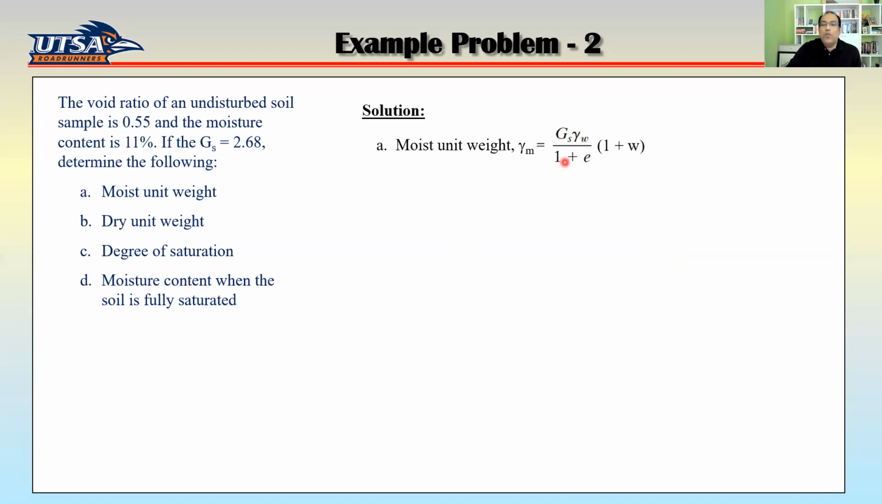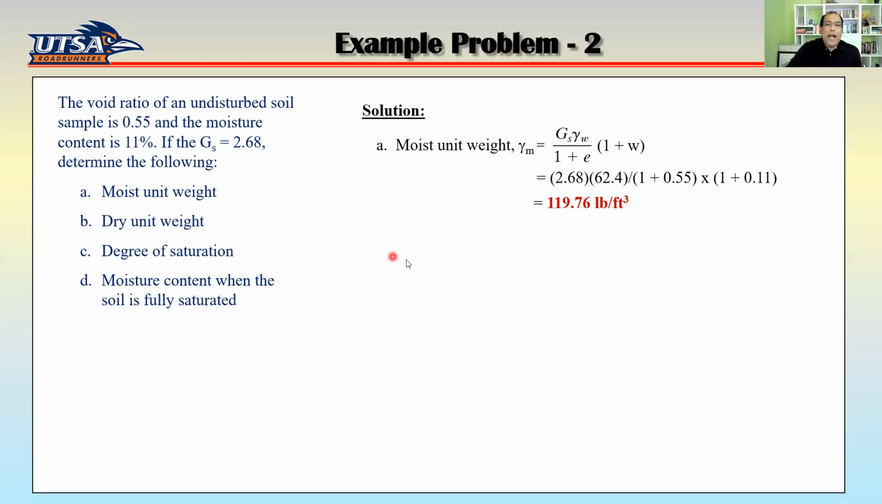First of all, your moist unit weight is gamma equals Gs gamma w (1 plus w) divided by (1 plus e). You can remember that equation, the third equation we have to remember, right? If you plug in all those values, Gs is given, gamma w is 62.4, e is 0.55, w is equal to 0.11, then you get your moist unit weight as basically 119.76 pounds per feet cube, okay?